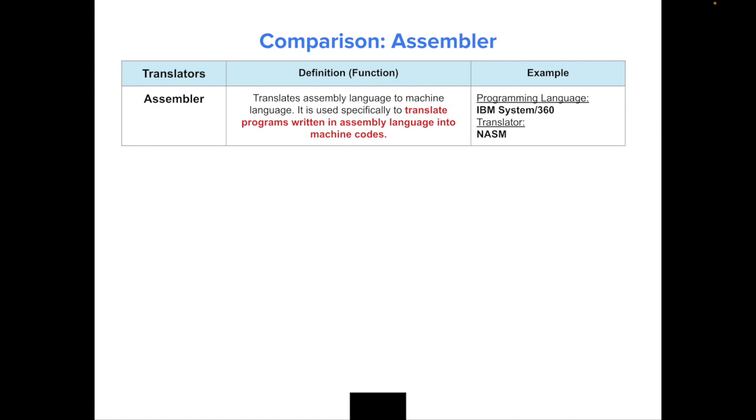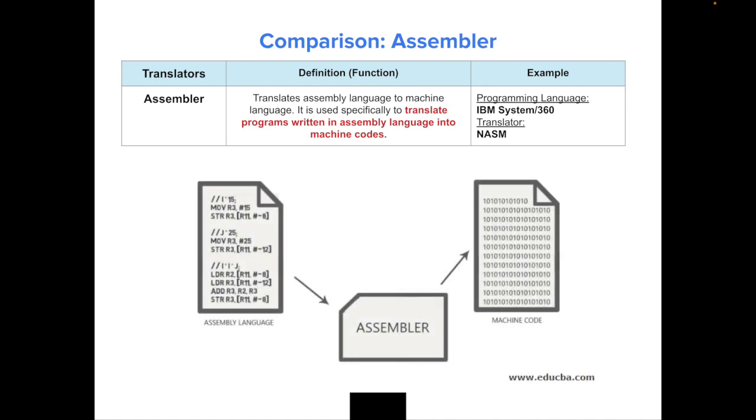So, assembler, the definition, or we can call it function as well. Dia kerja dia adalah translate programs that are written in assembly language into machine codes. So, this is the example of the figures. You can see, this is all assembly language. Yang kita tahu, assembly language is made of English-like abbreviation. So, separuh manusia, separuh komputer. Maksudnya, kita faham sikit, komputer pun faham sikit. Tapi dia masih perlu kena translate kepada machine language menggunakan assembler. Dan kita tahu machine language, dia penuh dengan series of binary digit zeros and ones.